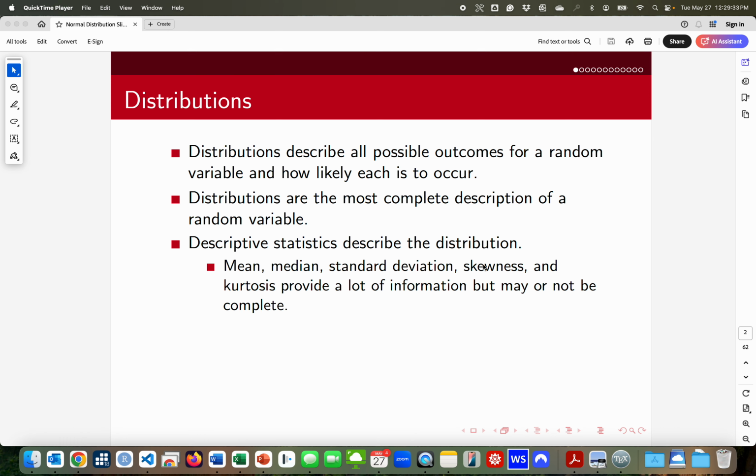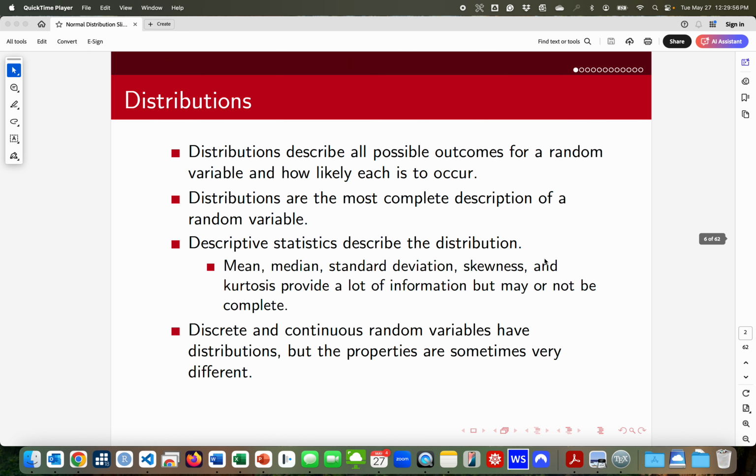Skewness tells us about how symmetric the distribution is. Kurtosis tells us how thick the tails are, so how likely are extreme values, or values far from the mean. But even though we know five different properties of the distribution in the sample, we may not have all the information that we need. Discrete and continuous random variables have distributions, but the properties are different. The way we view them and work with them is a little bit different, but the idea is the same: what outcomes are likely and how frequently we expect them to occur.